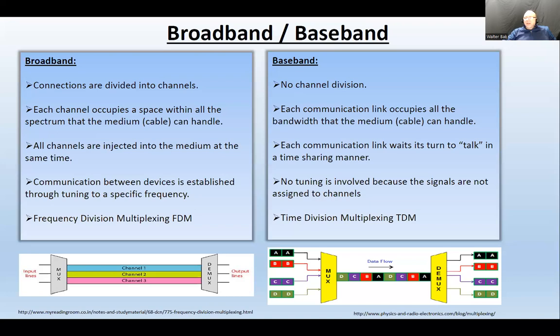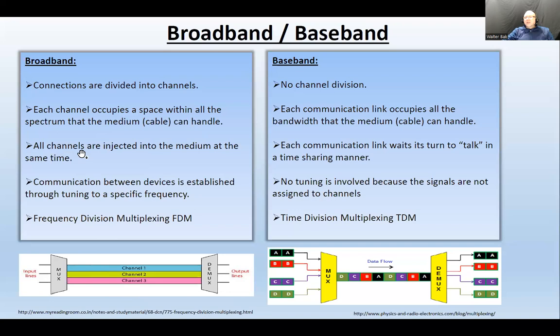So that's called frequency division multiplexing. You multiplex those into one link and you demultiplex that signal to get different channels, right? So that's the broadband. Connections are divided into channels. Each channel occupies a space within all the spectrum that the medium can handle. Which brings me to the next point. For this type of transmission, you need a cable with huge bandwidth that can handle all the frequencies from the low frequencies to the high frequencies, and sometimes it's a lot of frequencies to cover. So you need a cable that needs to handle all that.